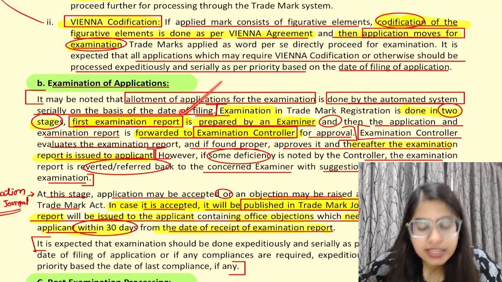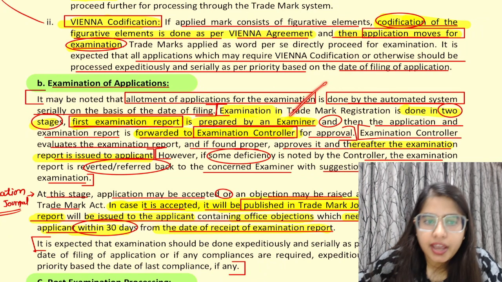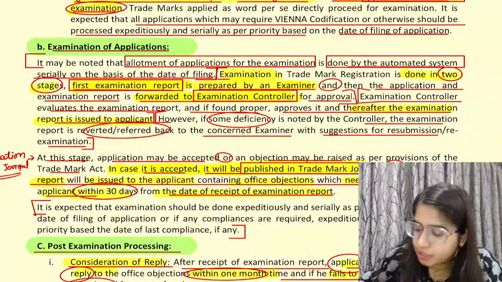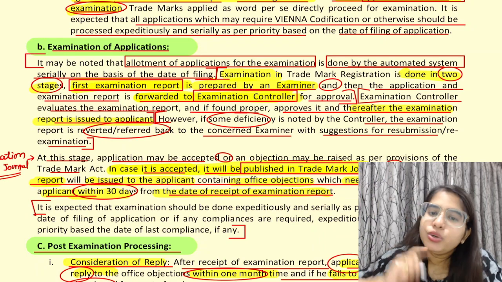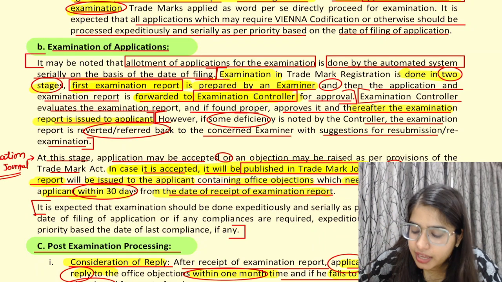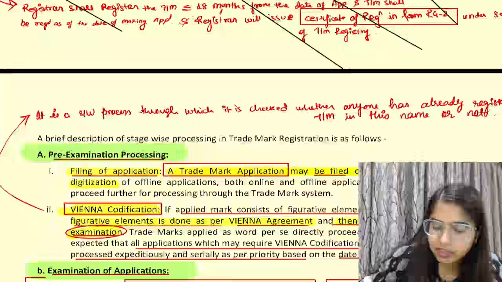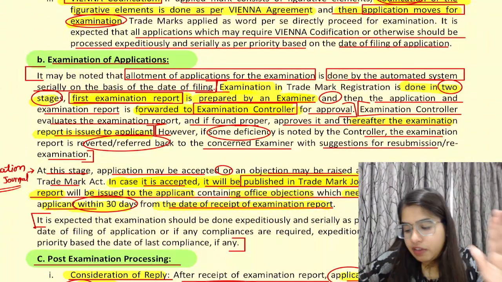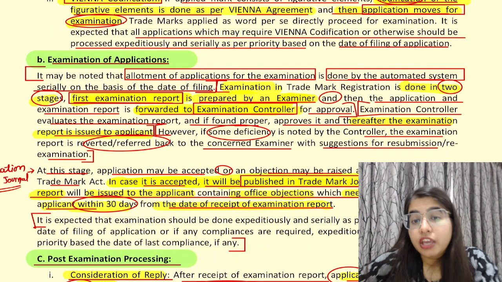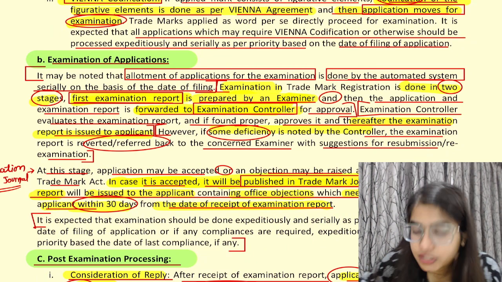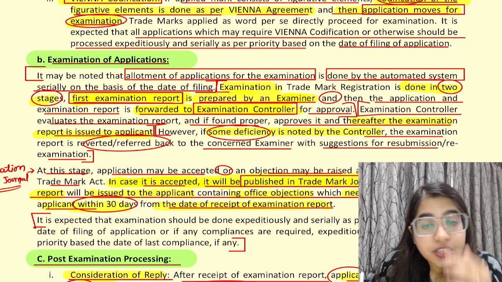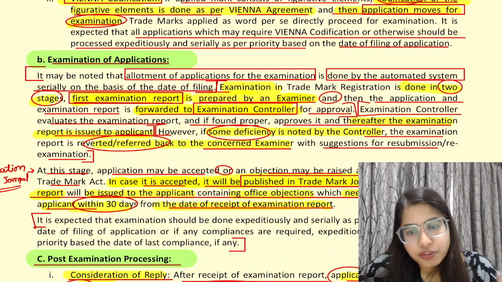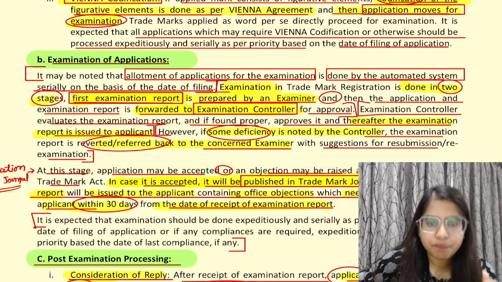Yes. So the first examination will be prepared by the examiner, and then he will forward that to the examination controller, and thereafter the examination report will be issued. Two things can happen. Let's say the examiner is satisfied that everything is okay, he will submit that to the examination controller. If some deficiency is noted by the controller, he will refer it back to the examiner: check again, I found some deficiency, please check again and revert back to me. Are we clear with this?